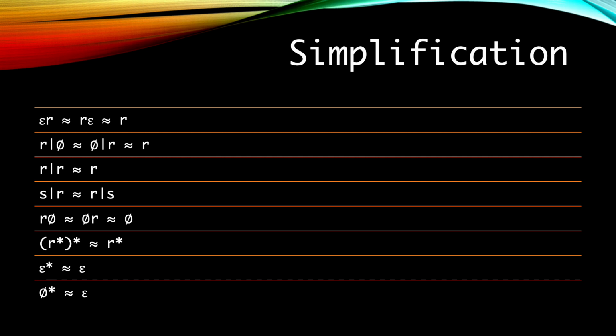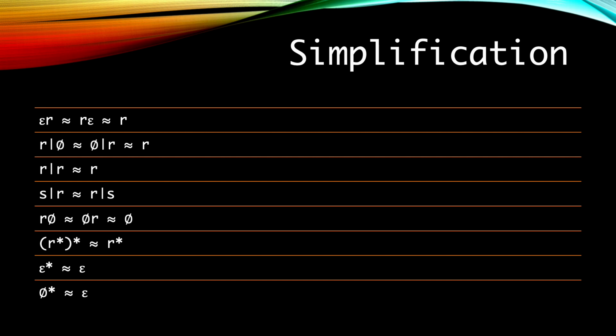First one shows that when we concatenate an empty string with another expression, we can throw the empty string away. Same goes for the right side. On the next line, we show when we OR with the empty set, we can throw the empty set away. Also, if we have two expressions that are the same and we're ORing them with each other, we can throw one of them away. If we reorder expressions in OR, we can try to increase the likelihood that we have duplicates. When we concatenate with the empty set, the whole expression becomes the empty set.